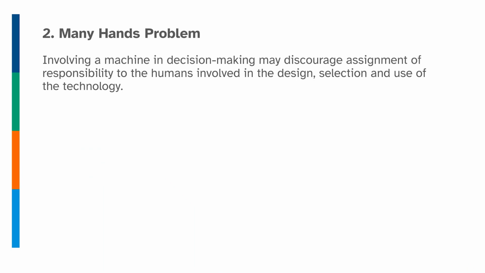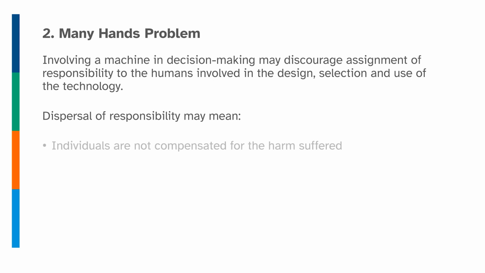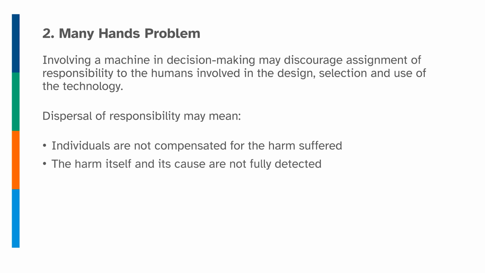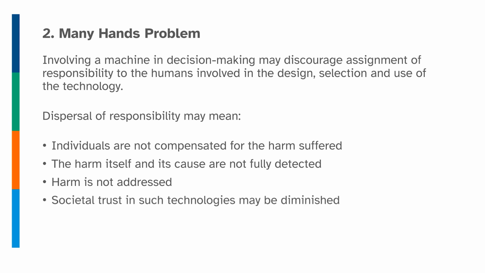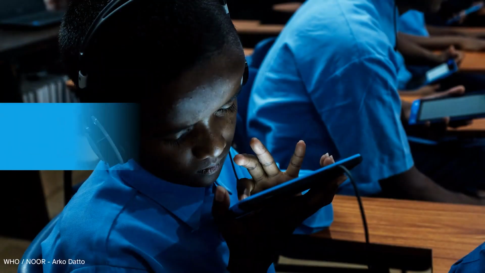Involving a machine in decision-making may also discourage assignment of responsibility to the humans involved in the design, selection, and use of the technology. Dispersal of responsibility may mean that an individual is not compensated for the harm he or she suffers, the harm itself and its cause are not fully detected, the harm is not addressed, and societal trust in such technologies may be diminished if it appears that none of the developers or users of such technologies can be held responsible. Ethics guidance.